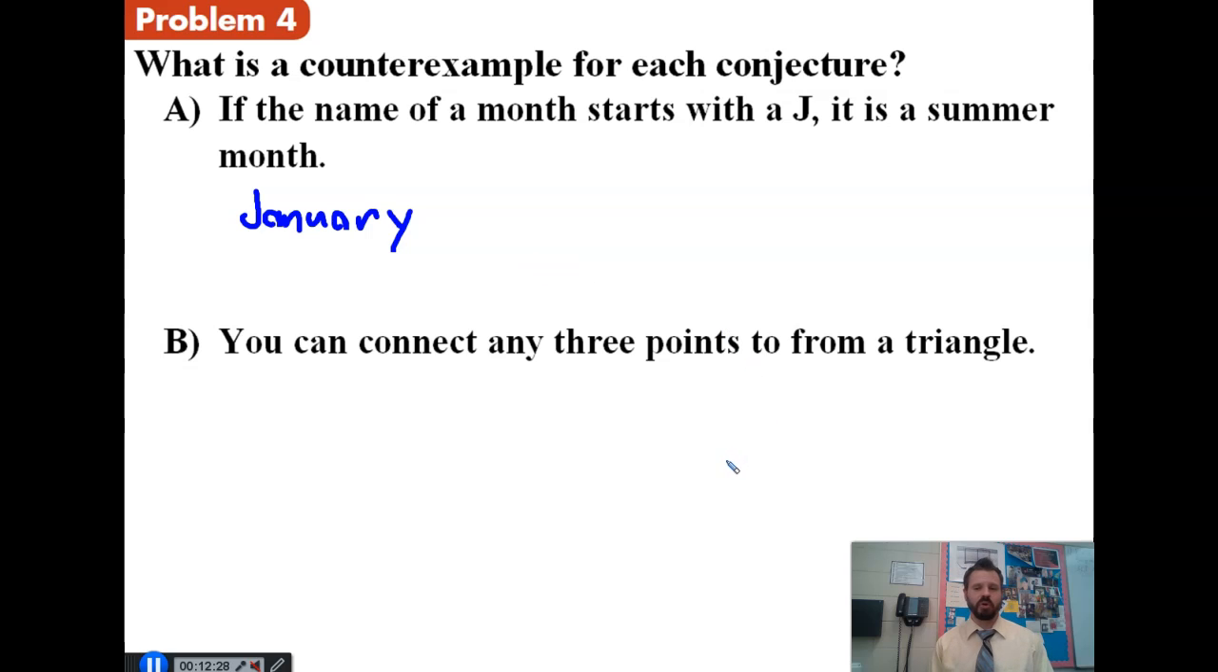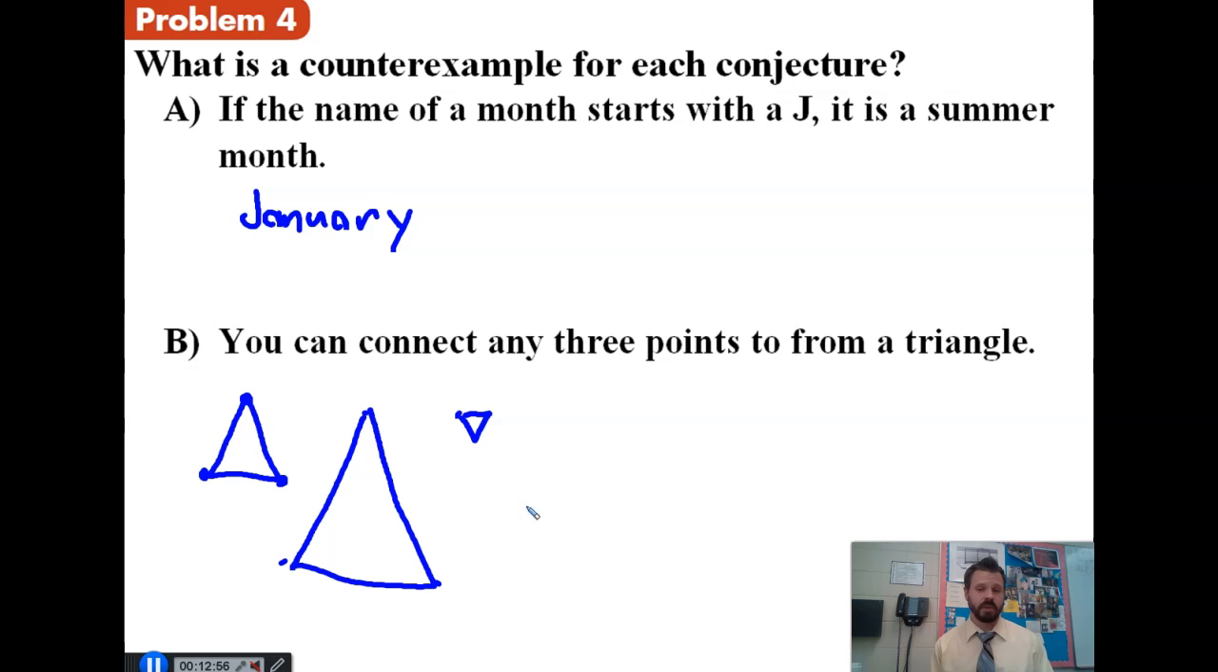Okay, let's look at a few more bad conjectures and find counterexamples to prove them incorrect. B, you can connect any 3 points to form a triangle. Where would this conjecture come from? Let's say I make points 1, 2, 3, and connect them. Hey, there's a triangle. Connect them again. Missed, but there's a triangle. We go 1, 2, 3, some closer together points. Looks like I can always make a triangle. Now, a counterexample of this would be 3 collinear points.